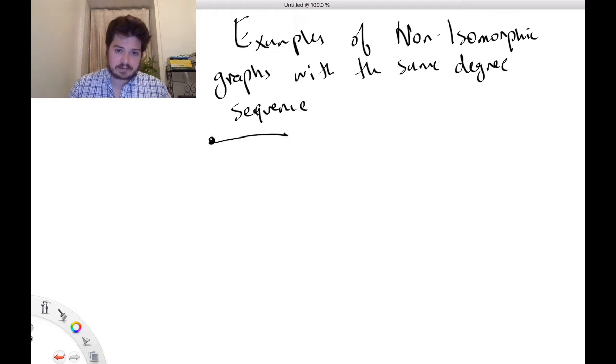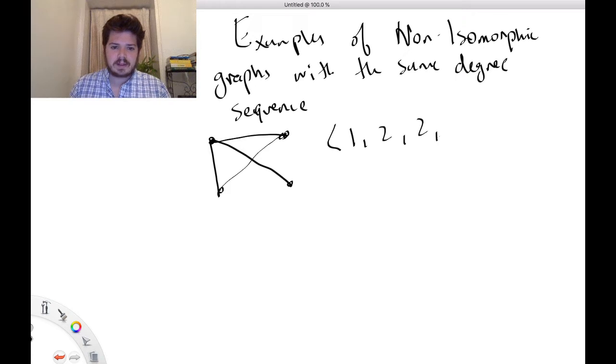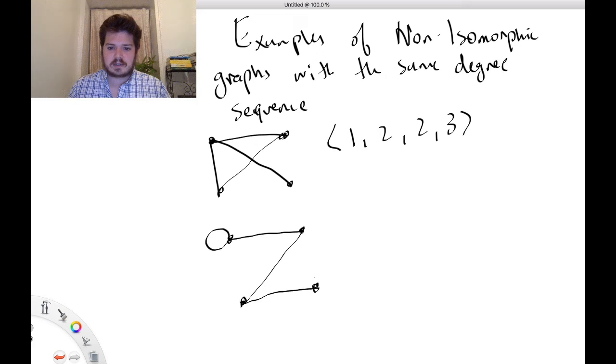So our original graph, that degree sequence was 1, 2, 2, 3. And this one is obviously not isomorphic, and hopefully you'll see why. So this one is 1, 2, 2. This one is actually 3.